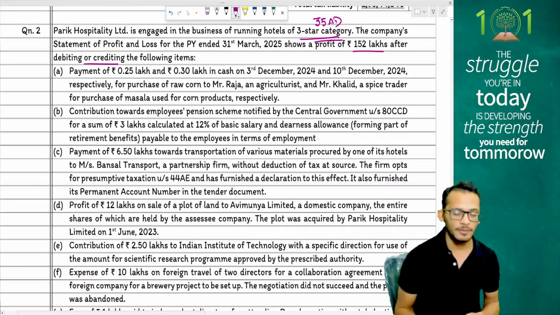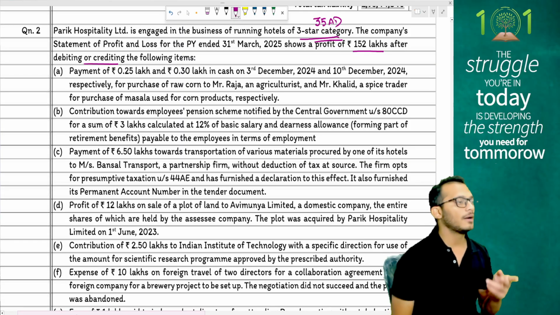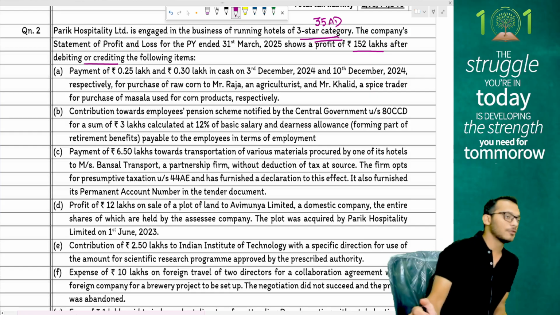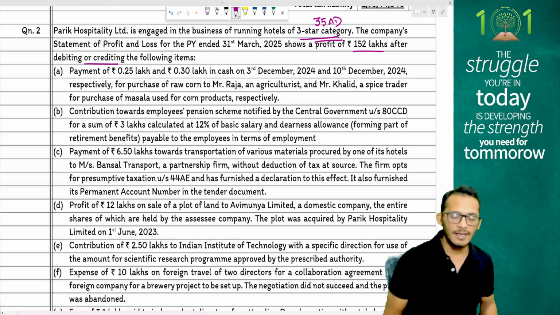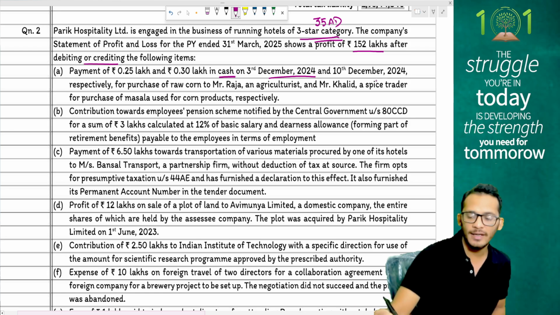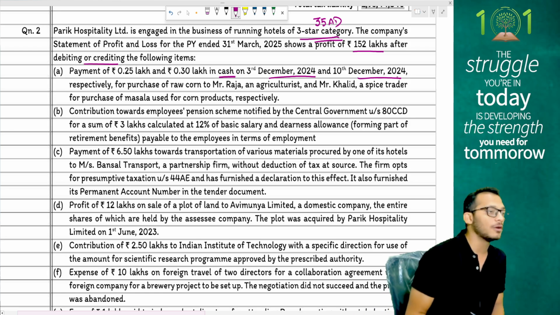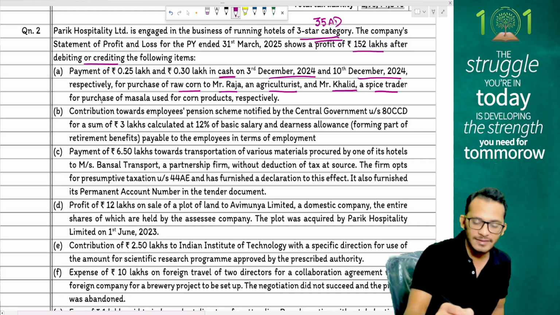Ignoring everything else, people, I am looking at each item. Again, notice all items are already debited and credited, so focus on those. First one says payment of 0.25 lakhs and 0.3 lakhs in cash is paid on 3rd December 24 and 10th December 24 respectively for the purchase of raw corn to Mr. Raja, an agriculturist, and Khalid, a spice trader, for purchase of masala used for corn products.